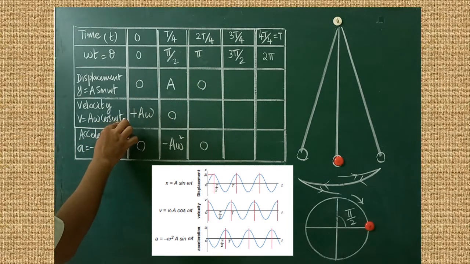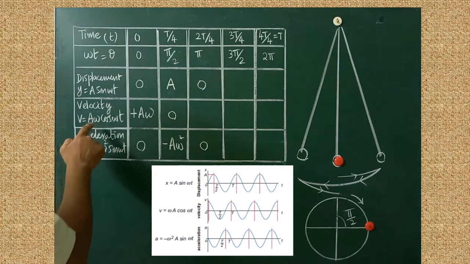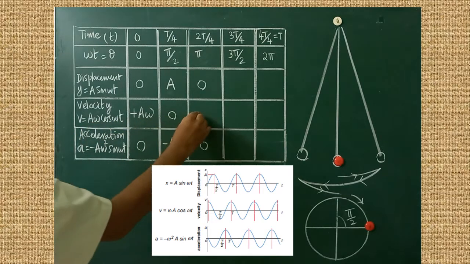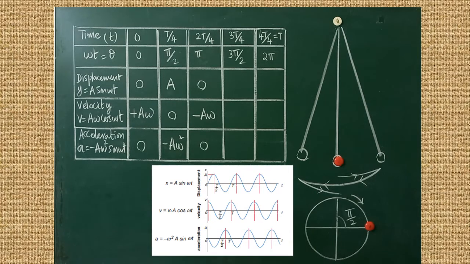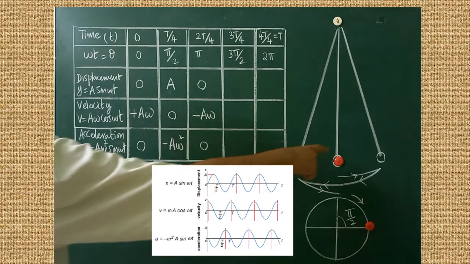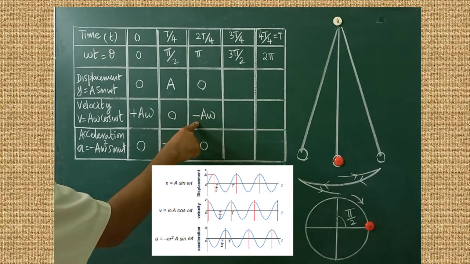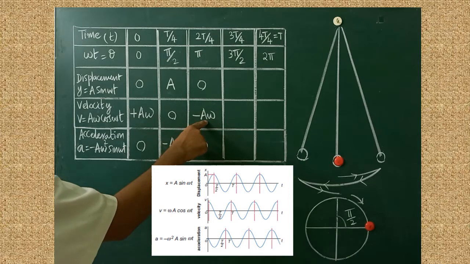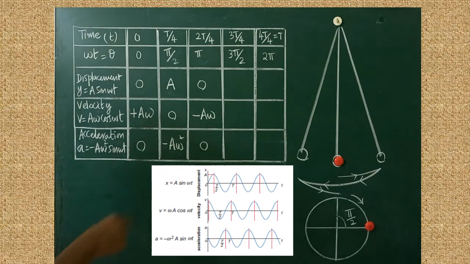Therefore cos 180. What is the value of cos 180? Cos 180 value is minus 1. After substituting minus 1, this value becomes minus a omega. So what it shows is, when it crosses the mean position, the velocity value will be negative, because it is traveling towards the negative side, but it will have a maximum value. This is also called the velocity amplitude. Velocity will be maximum and it is going towards the negative side. Therefore this is the value of velocity when it crosses the mean position.